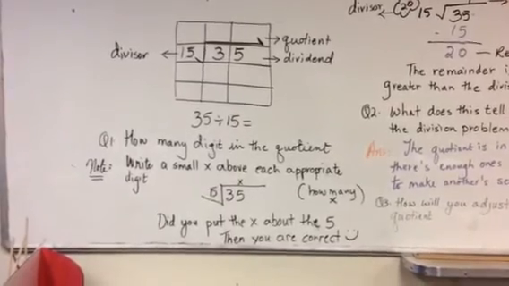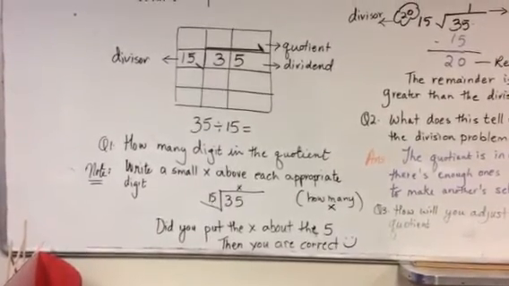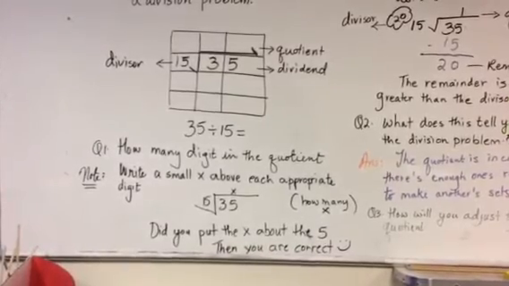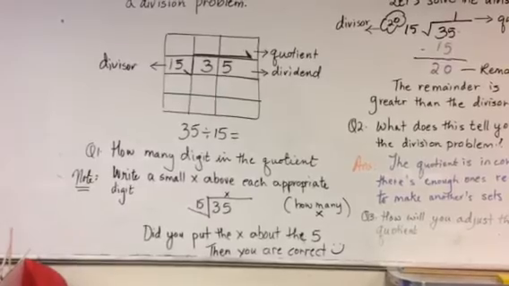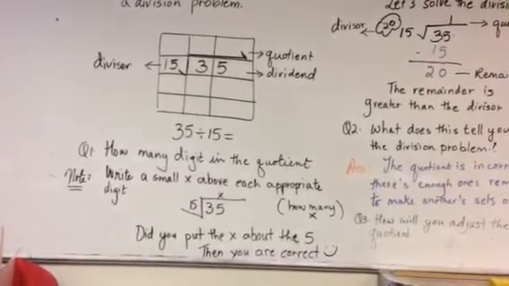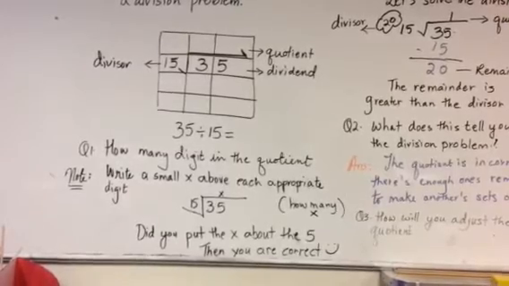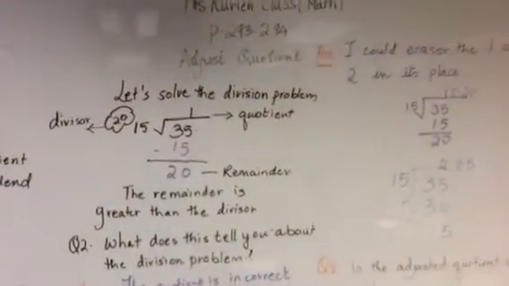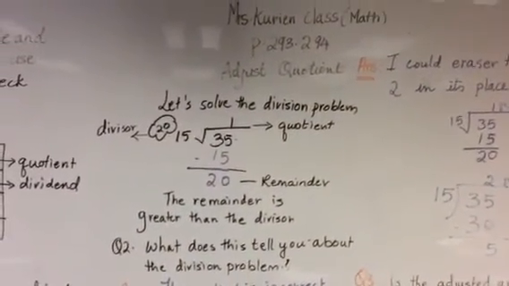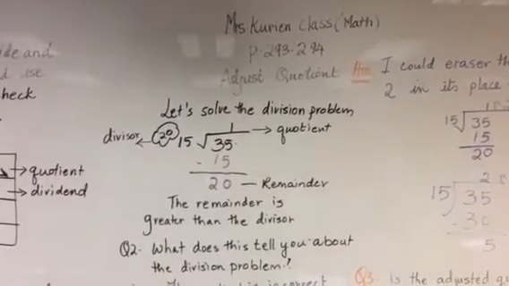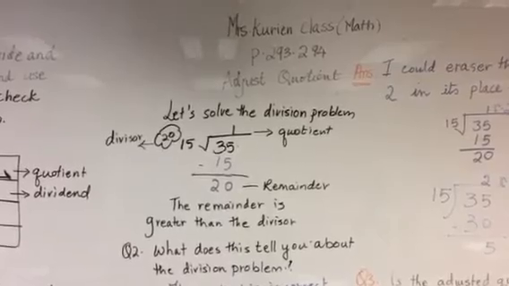If you had rounded off 15 to 20, then how many 20s go in 35? And you should have had 1 x above the 5, because 15 cannot divide in 3. So 15 will divide in 35. Now let's go over here. Let's solve the division problem. So if you rounded it to 20, 15 goes in 35 one time.